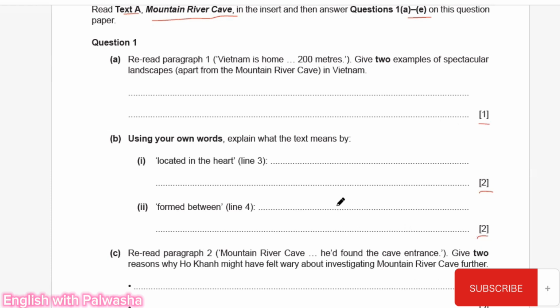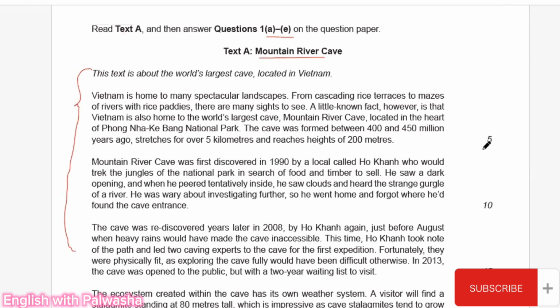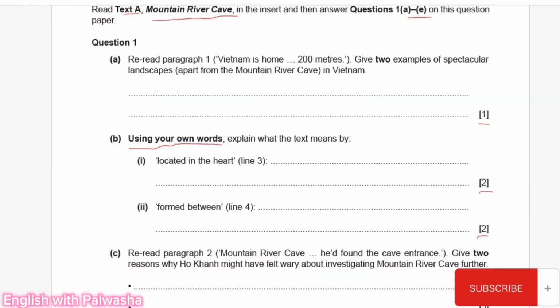Here, they want you to extract the information from the text, and using your own words, you are going to write the answer. Now how are you going to write and formulate your answer? They have given you the line numbers as well. The numbers in front of the lines are mentioned. So it means that you need to answer from that specific line.